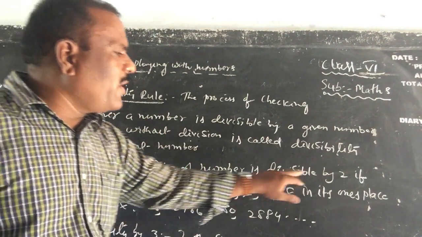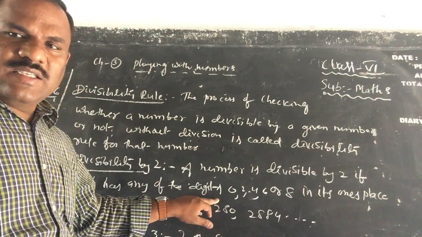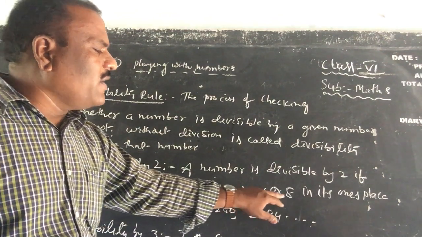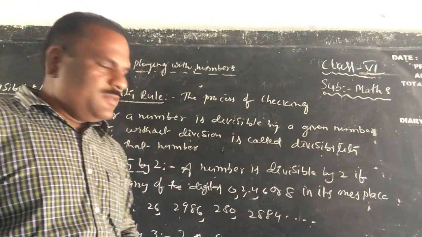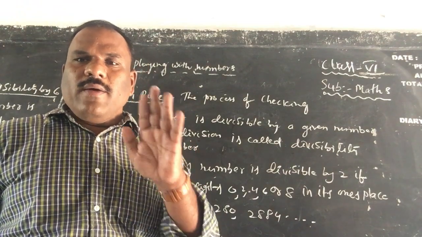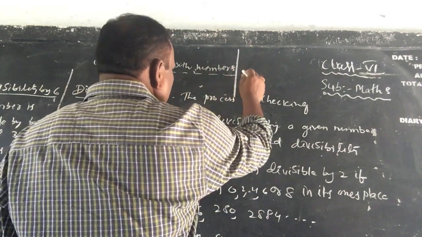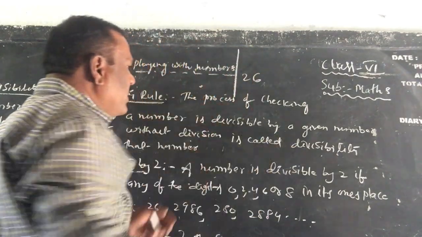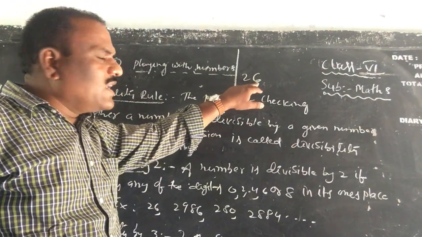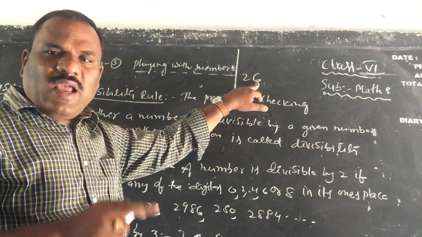A number is divisible by 2 if it has any of the digits 0, 2, 4, 6 or 8 in its ones place. Those numbers are divisible by 2. For example, children, if I write 26, 26 is divisible by 2 because there is 6 in its ones place. So it is divisible by 2.